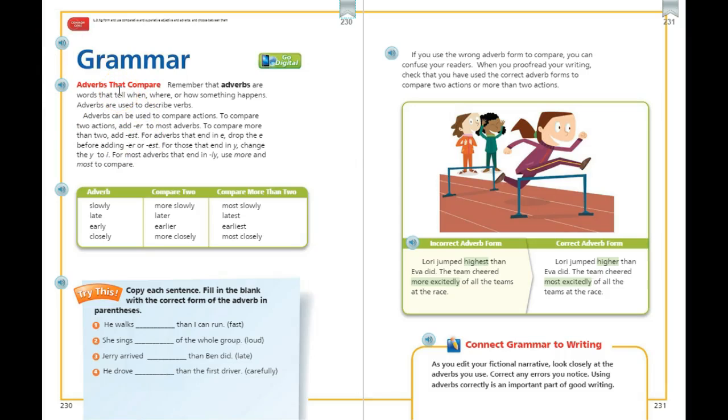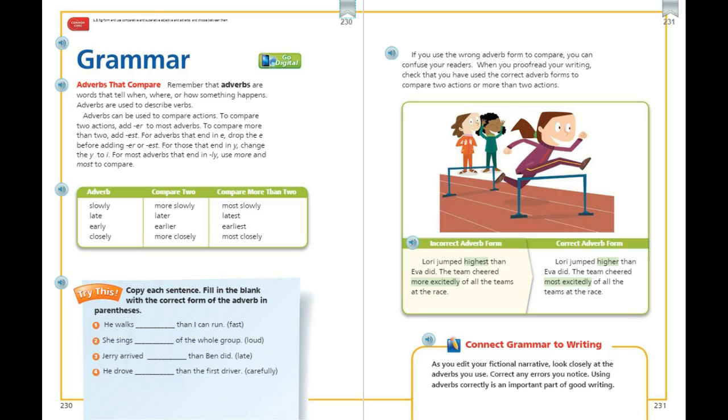Adjectives that compare. We're going to read these pages from our book, starting on page 230. Remember that adverbs are words that tell when, where, or how something happens. Adverbs are used to describe verbs. Adverbs can be used to compare actions.